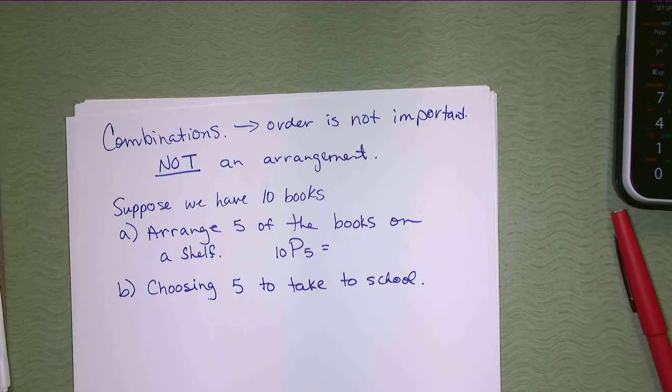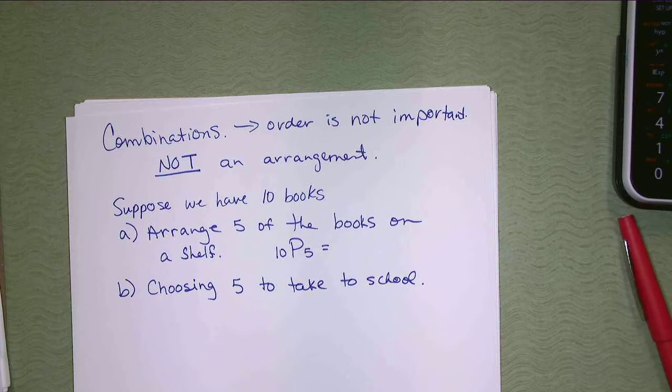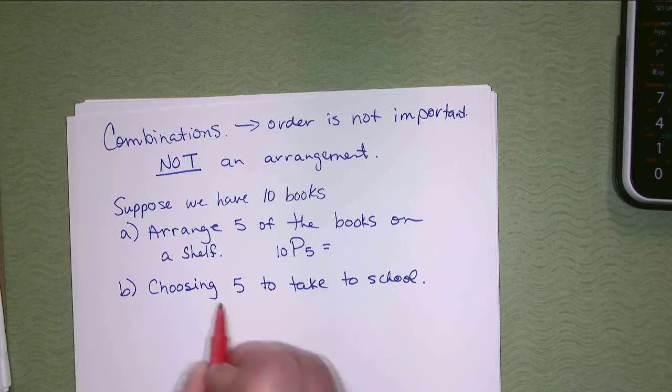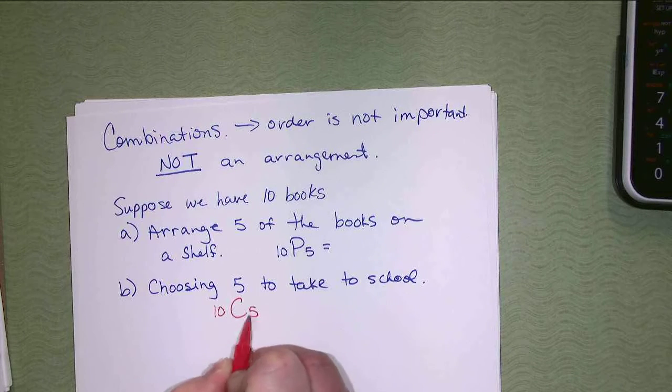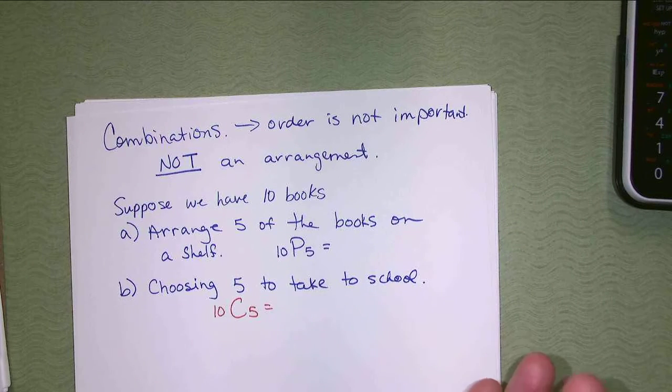Yes, because you're not arranging them. It's not saying how many ways can you arrange them on a shelf or like a display. It's like putting them in a bag or taking them with you. It doesn't matter the order. So that's what the difference is. So this would be 10C5. So which one of these is a bigger number?